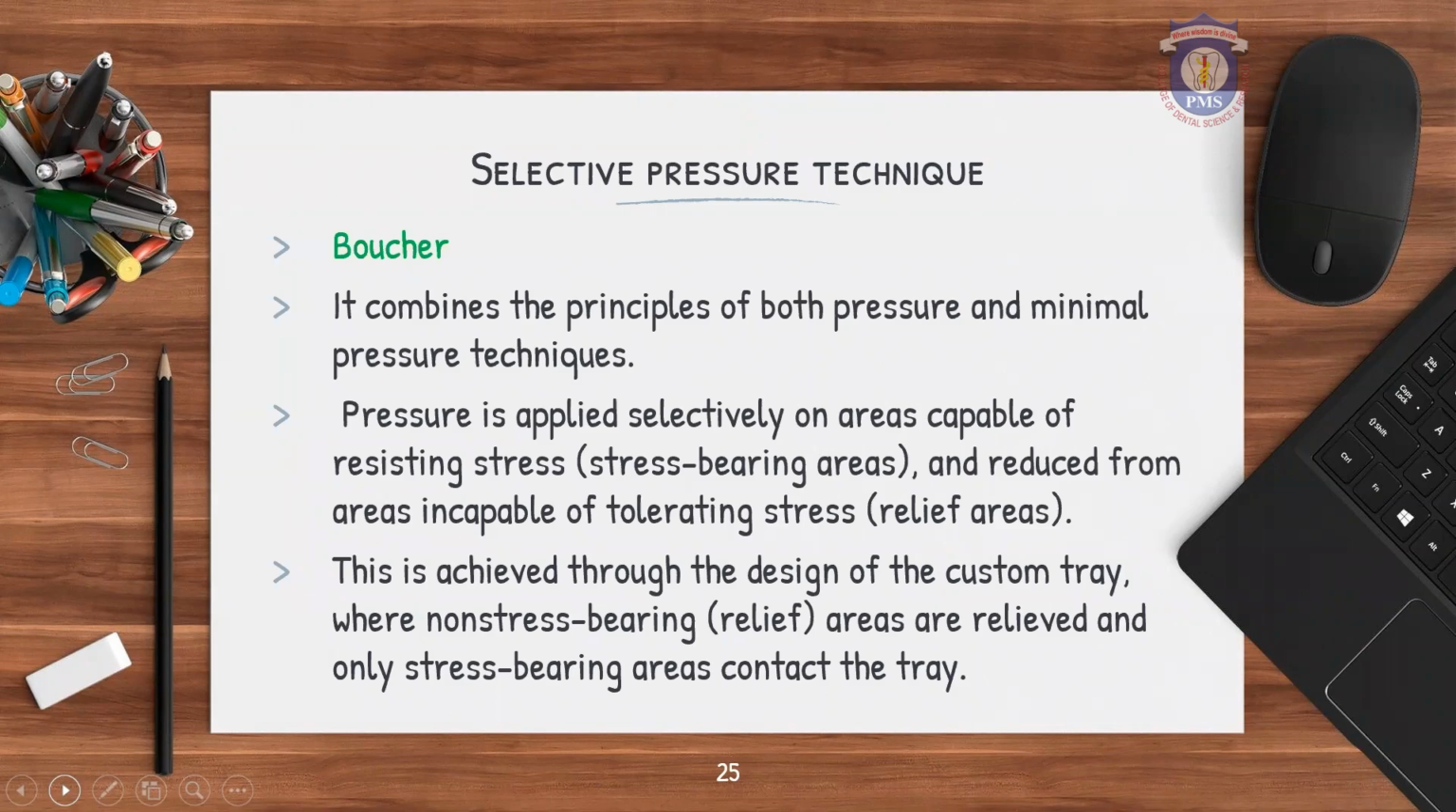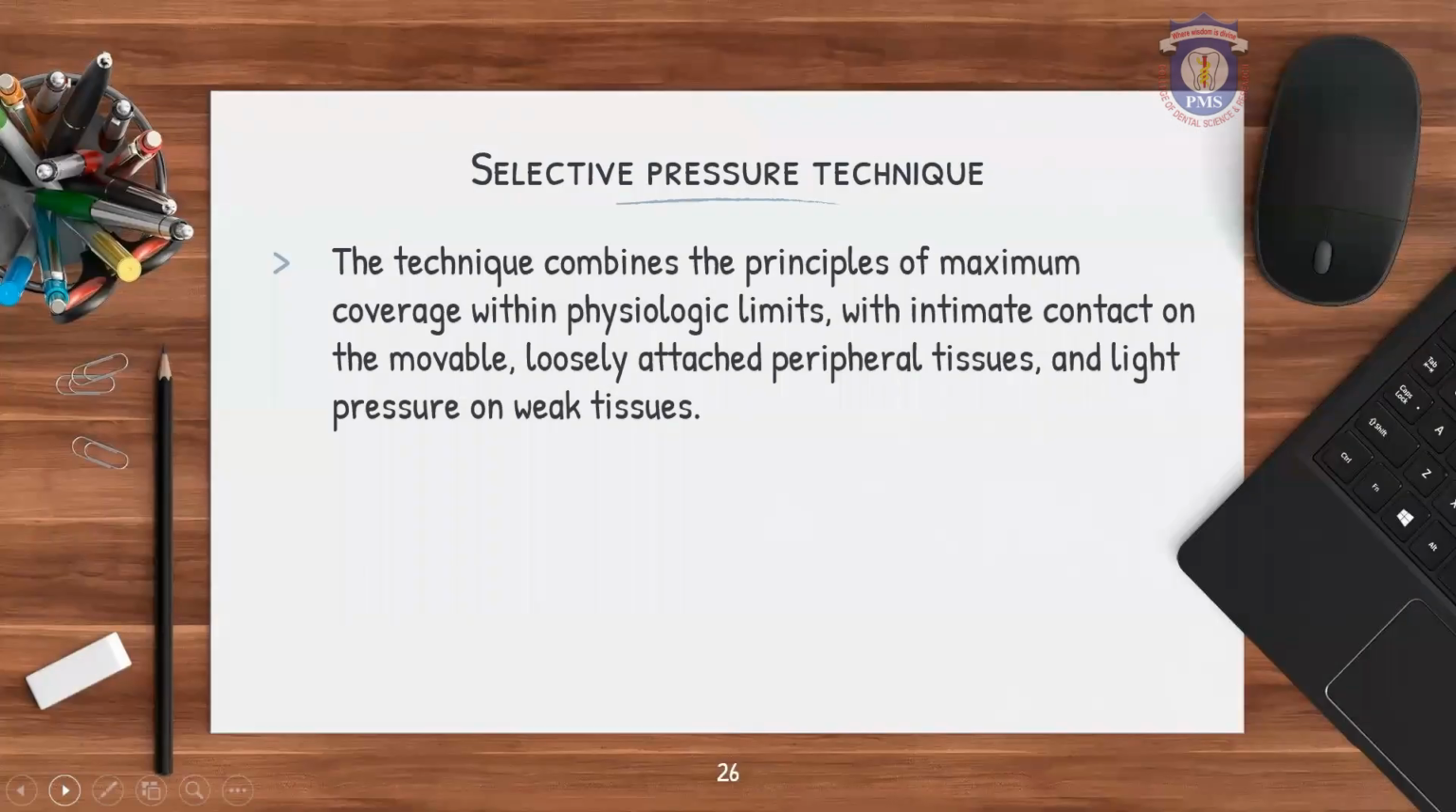So the pressure is applied selectively on areas capable of resisting stress, that is the stress-bearing areas, and reduced from areas incapable of tolerating stress, that is the relief areas. This is achieved through the design of the custom tray, where the non-stress-bearing relief areas are relieved and only the stress-bearing areas contact the tray. So this is the selective pressure technique. The technique combines principles of maximum coverage within physiological limits with intimate contact on movable, loosely attached peripheral tissues and light pressure on weak tissues.